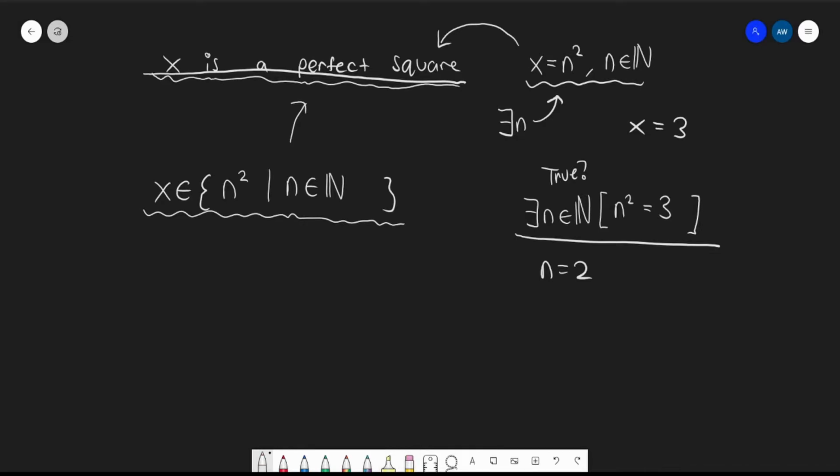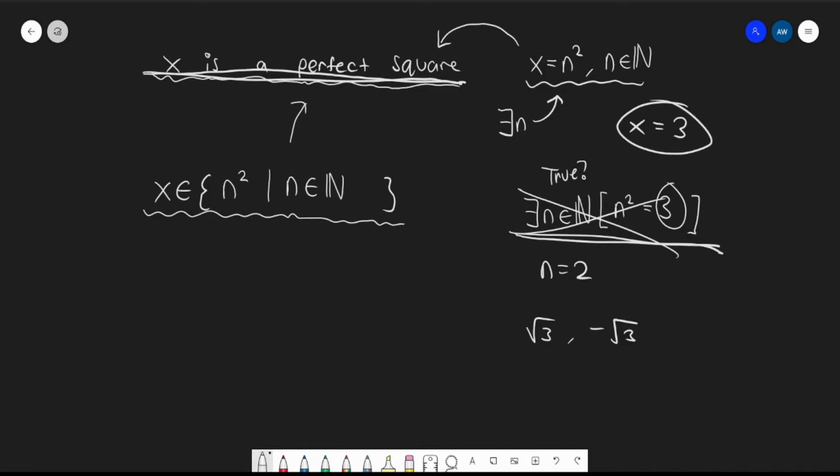Well, what if we have something that's not a perfect square, say the number 3? Well, what are the numbers that satisfy this condition? Well, it's square root of 3 and negative square root of 3. But they're not part of the natural numbers, they're part of the irrational numbers, which means we can't say that this is true. So this statement is false in the case when x is equal to 3. Therefore, since this is false, this should also be false.